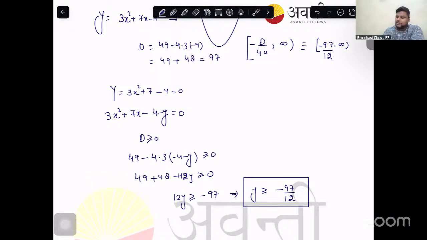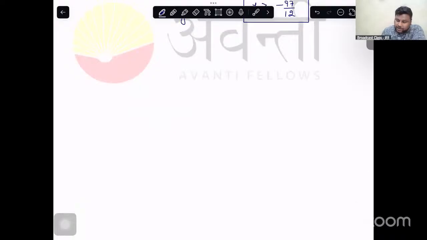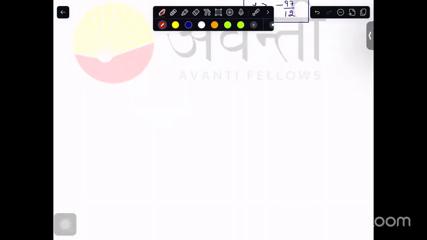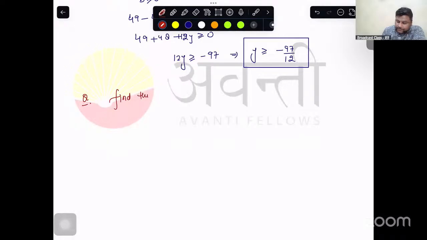Any doubt up to this point? Write down a simple question. Find the range of f(x) equals minus 3x square plus 4x minus 5. Yes, do it quickly.